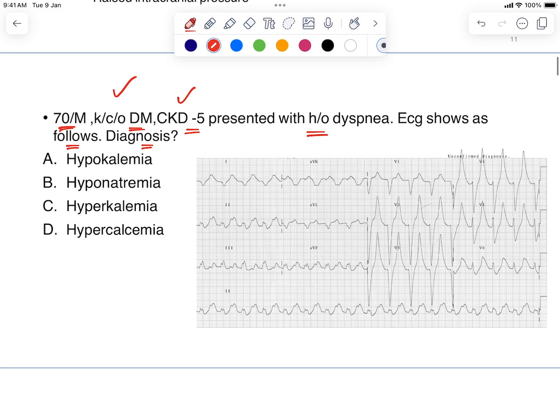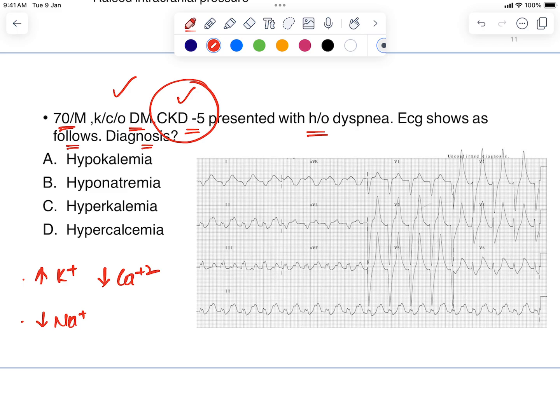So what do you need to know from the clinical scenario? First of all, the patient is in CKD stage 5. And in CKD stage 5, what are all the electrolyte abnormalities that can be seen? The electrolyte abnormalities that can be seen in patients with CKD stage 5 are hyperkalemia, and then hypocalcemia, because of vitamin D deficiency, right? And these patients can also have hyponatremia, because of dilution as well, okay?